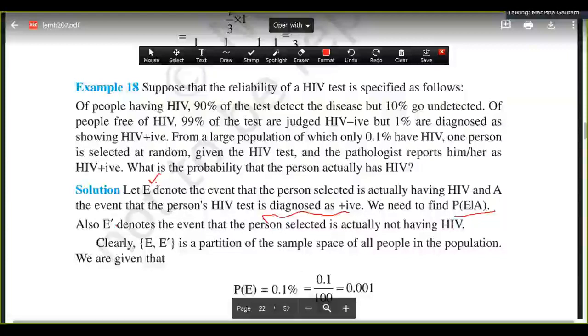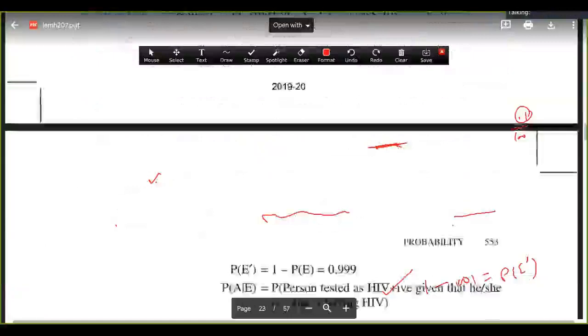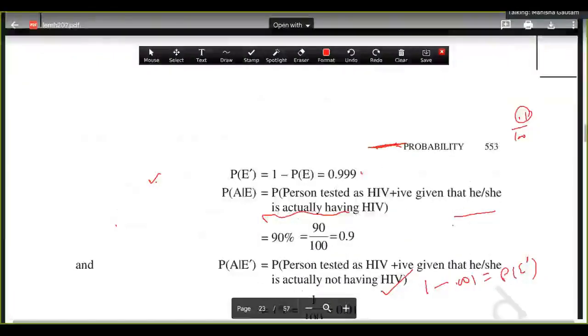Now, the probability of having HIV is given. How many are having HIV? Just check it. From a large population of which only 0.1% have HIV, 0.1% means 0.1 upon 100, or when you solve it 1 upon 1000, so 0.001 is the probability of having HIV. Not having HIV is 1 minus 0.001, which gives the probability of not having HIV. This is 0.999.